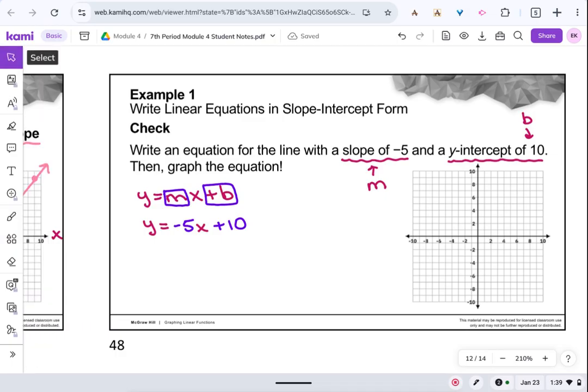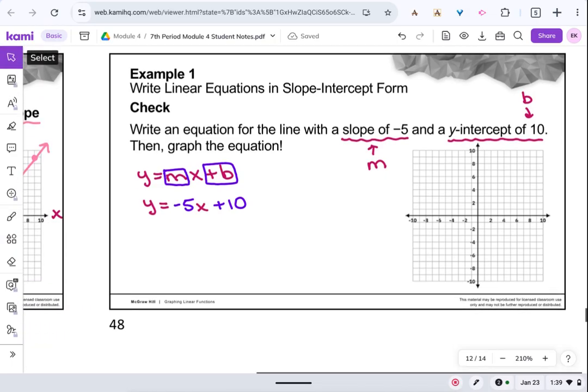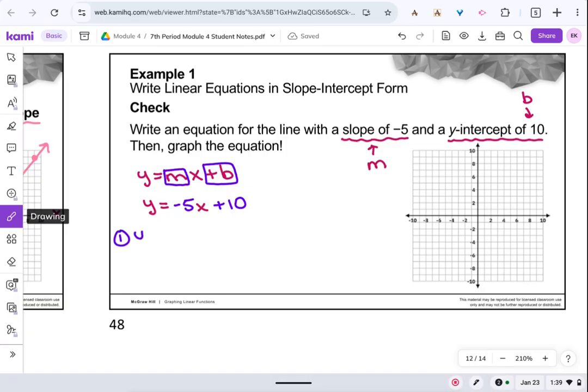Now we're going to go back to our pattern, or our 2 steps, okay? So again, step 1, we're going to use the y-intercept number. In this case, our y-intercept is 10. So we're going to put 10 on the y-axis. This is our y-axis. This is our x-axis. So 10 on the y-axis is all the way up at the top of this grid right here.